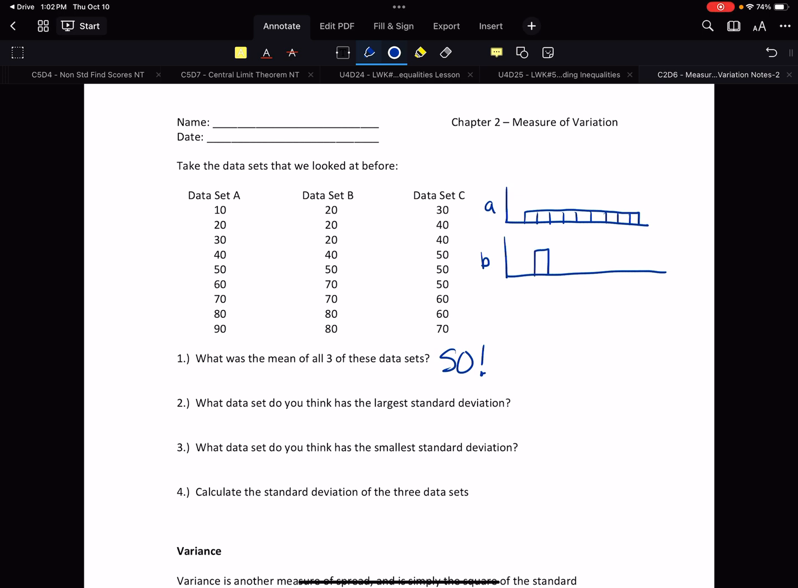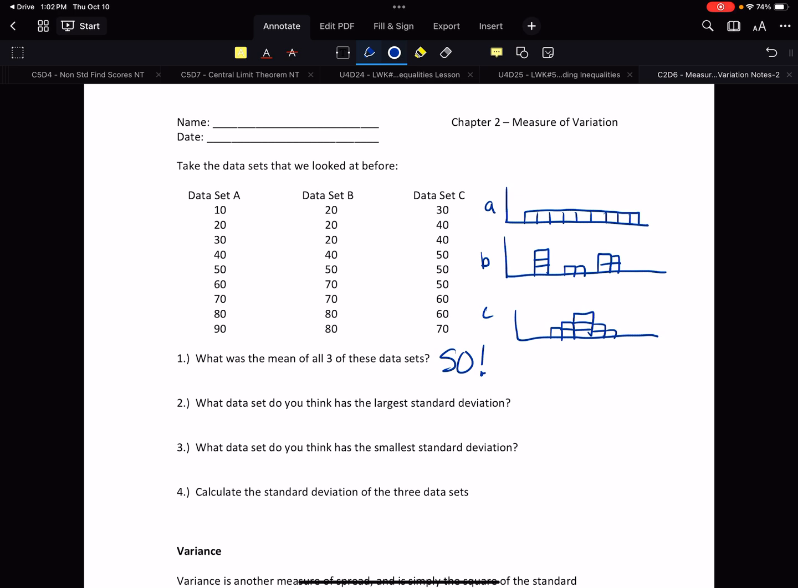Data set B. We got 3 20s, 140, 150, 2 70s, and 2 80s. All right, and lastly, we got data set C, where we have a 30, 2 40s, 3 50s, 2 40s, 2 60s, and a 70.